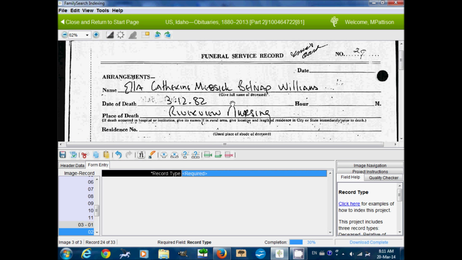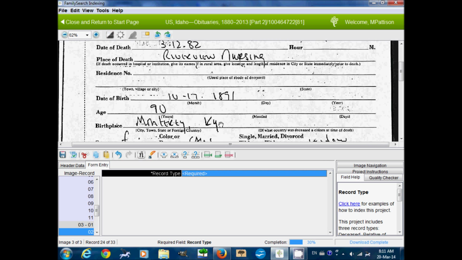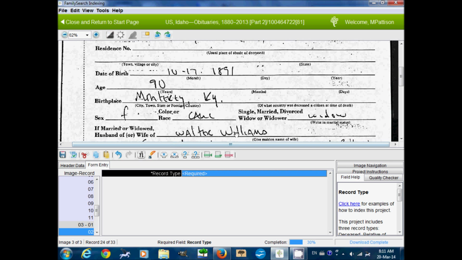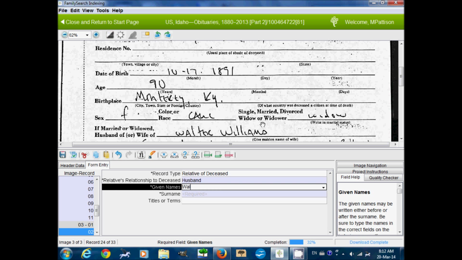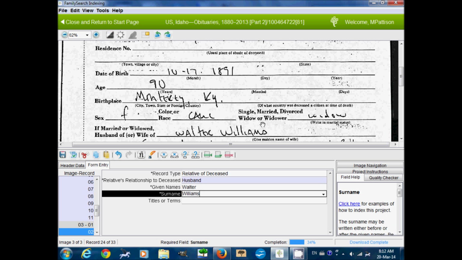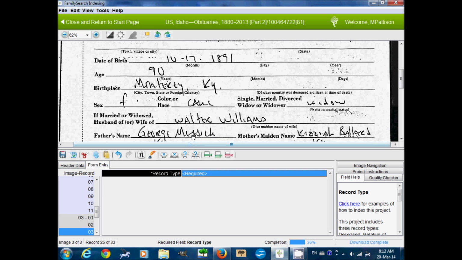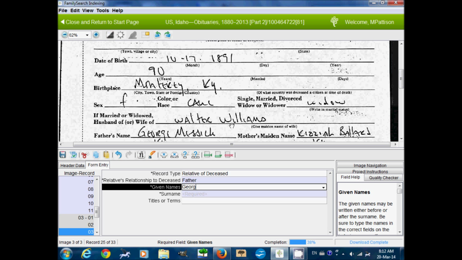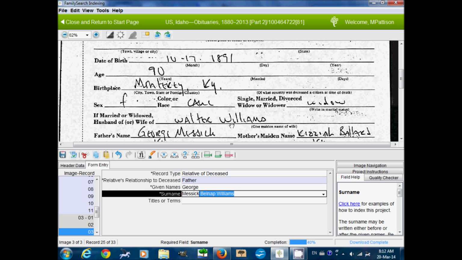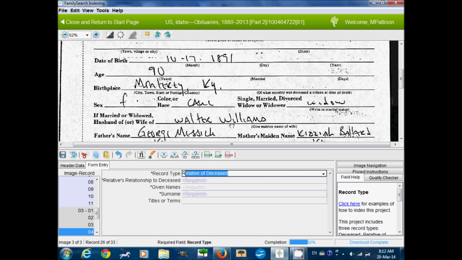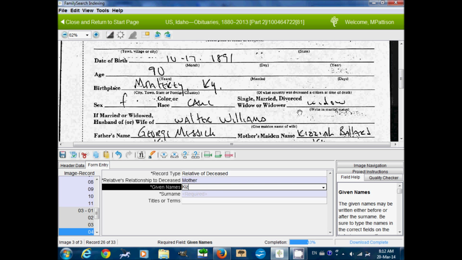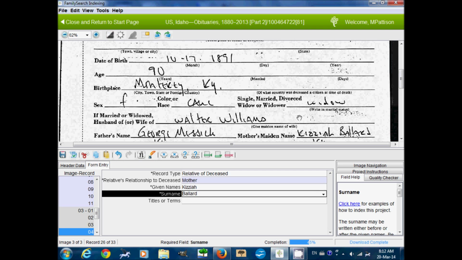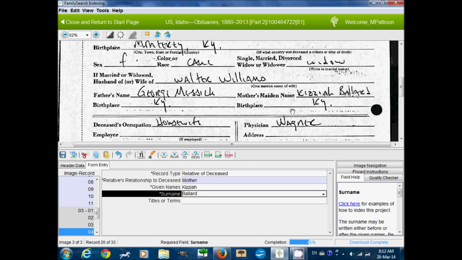Next, we're going to go through this. Who is the next person who is mentioned on this? It is here, spouse. So that's a relative. And since we know she was a woman, the spouse must be a man. That's her husband, and his name was Walter Williams. The next person is the father, relative, father, George Messick. Just Messick this time. Next is the mother, Kezia Ballard.